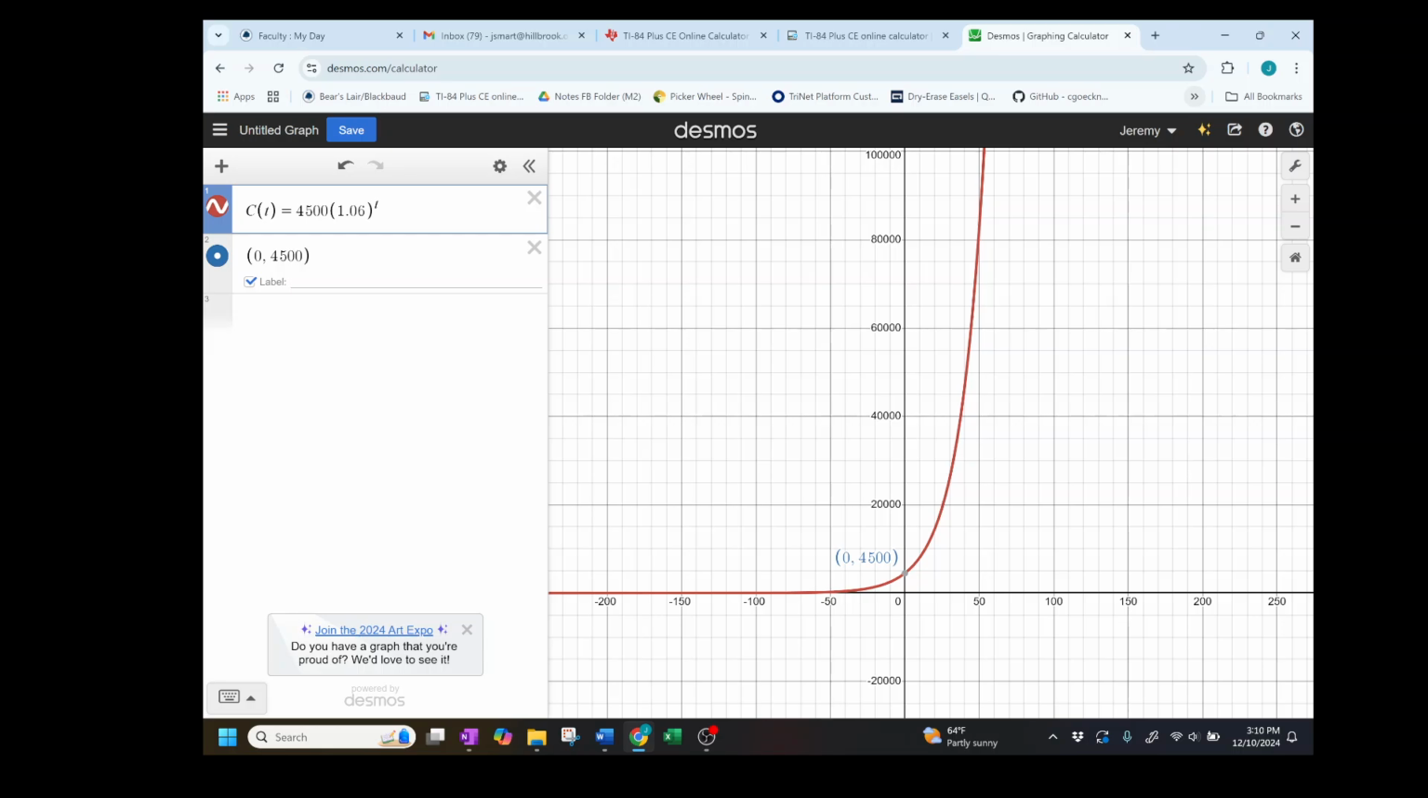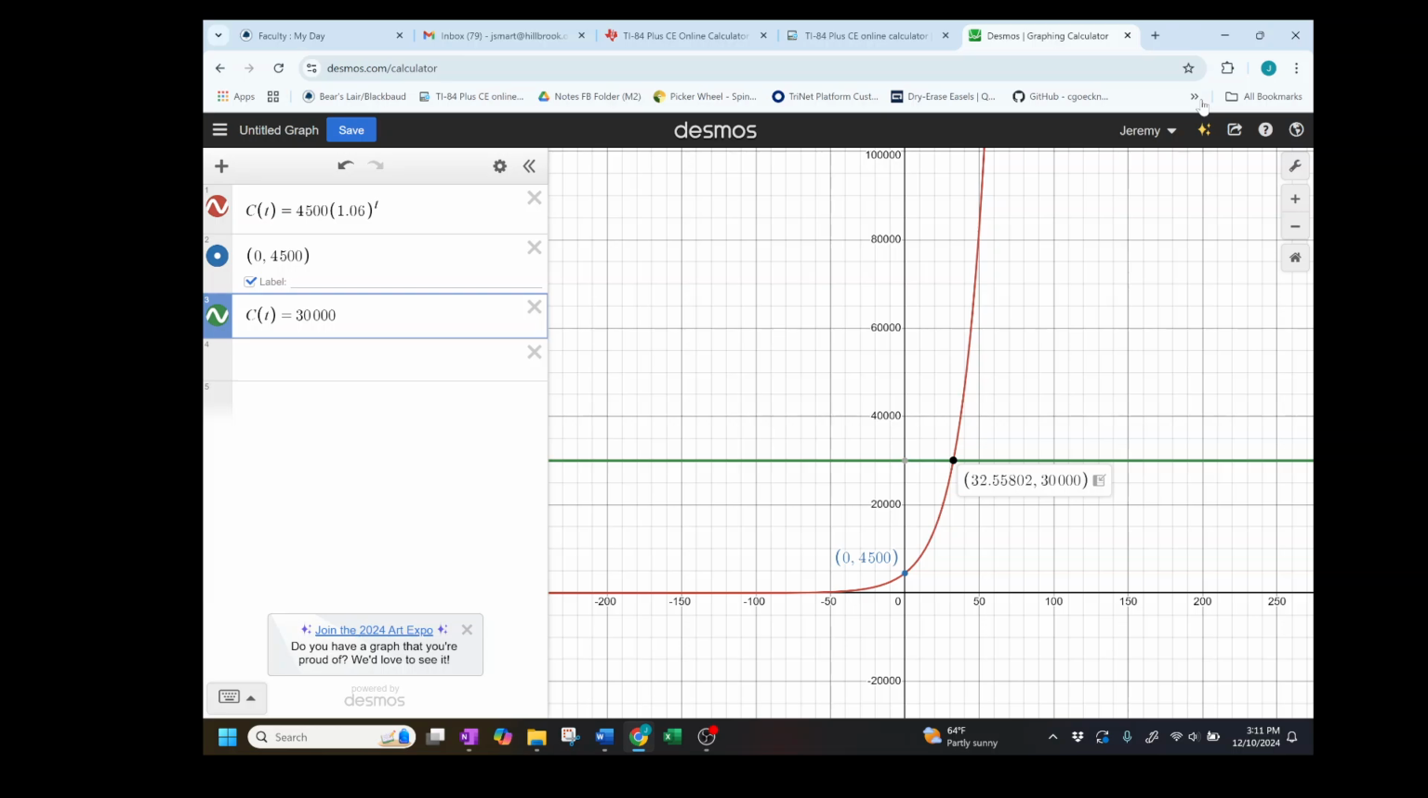Here's the graph on Desmos, and really what we're doing is we wanted to find out when the cost was 30,000. So if I also graph cost C of t equals 30,000, then I can find where they hit each other, and there they are, at about 32.6 years. Which really means between year 32 and 33 is when the tuition crosses over to 30,000. So in year 33, that's the first year when the tuition is more than $30,000. So we could do it that way.